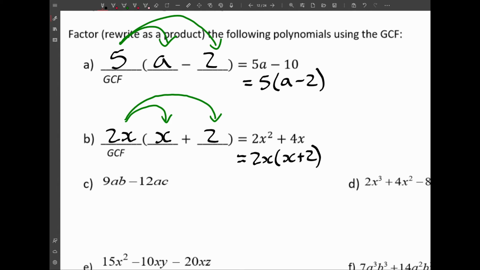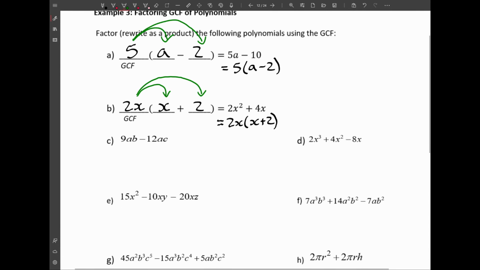Now here's the cool part about factoring. If you don't know if you did it correctly, all you have to do is expand it. 5 times a is 5a. 5 times negative 2 is negative 10. If you get back to the original polynomial, you know you did it correctly.